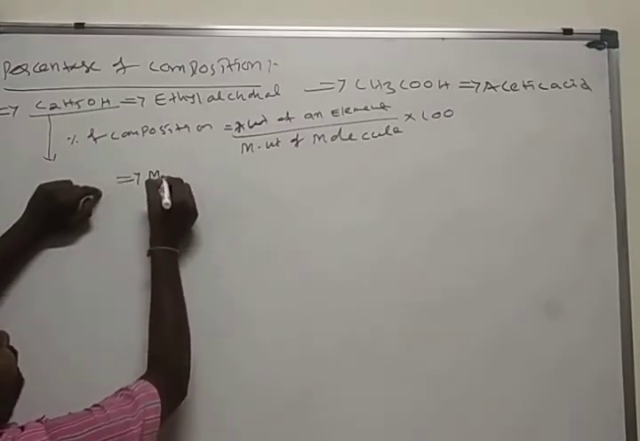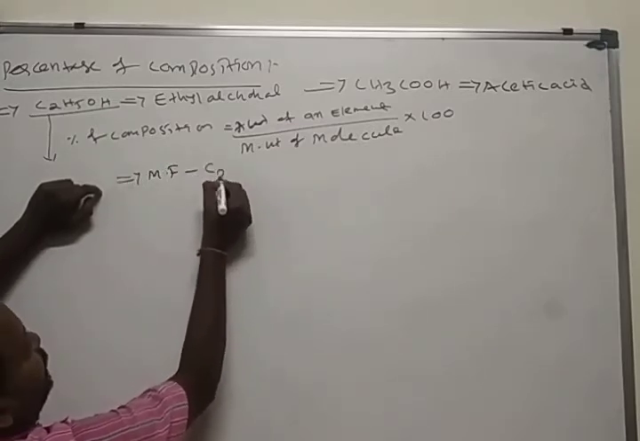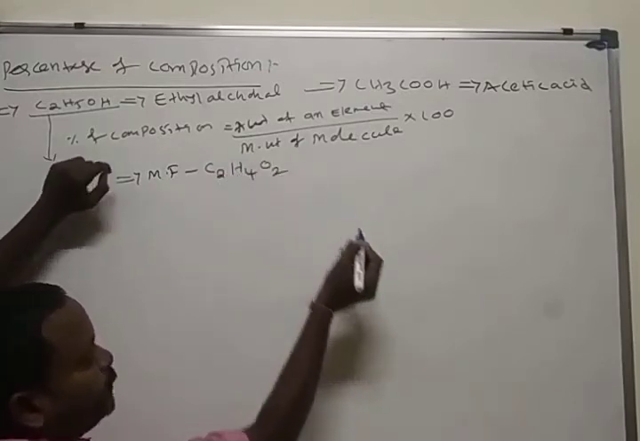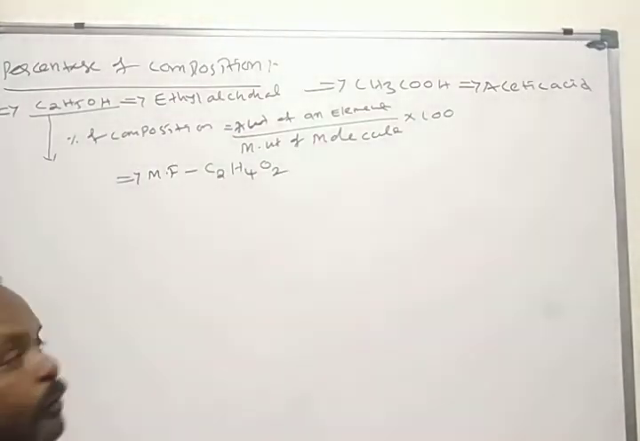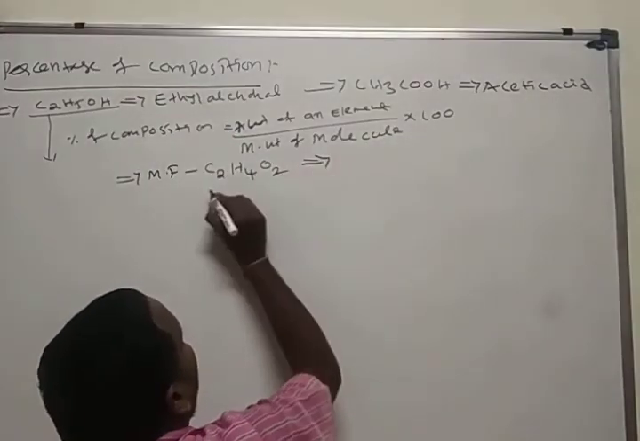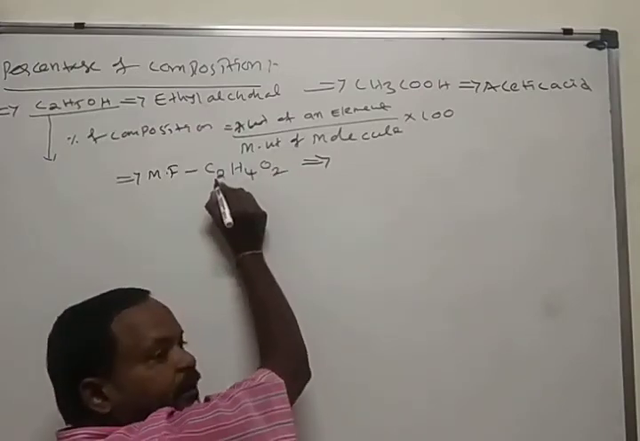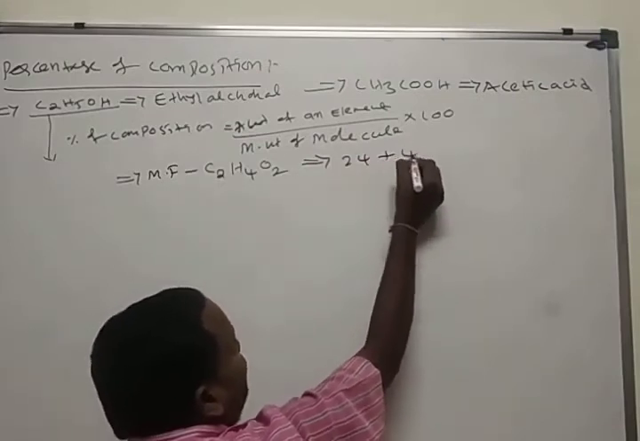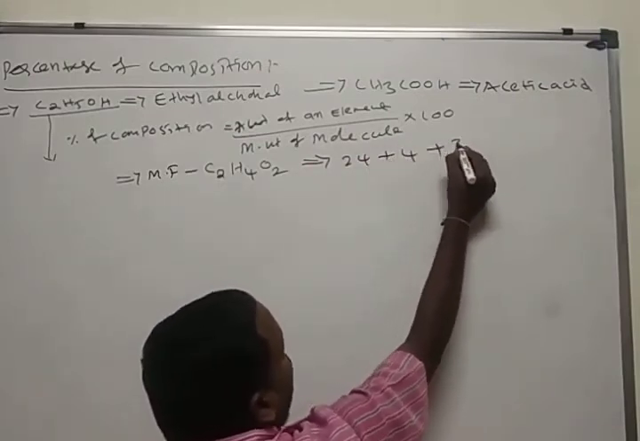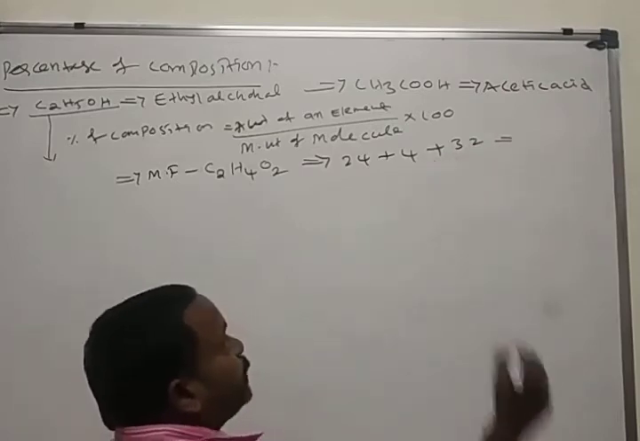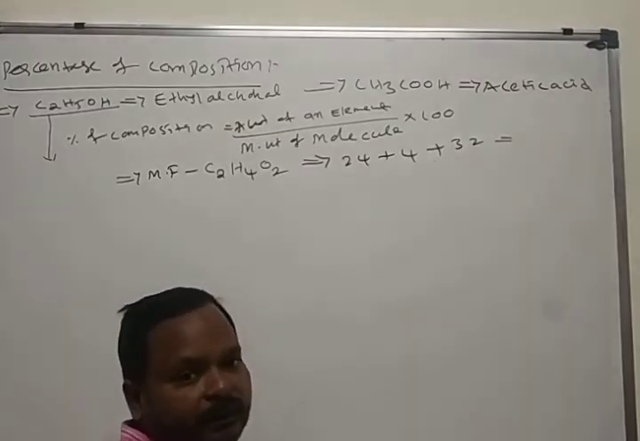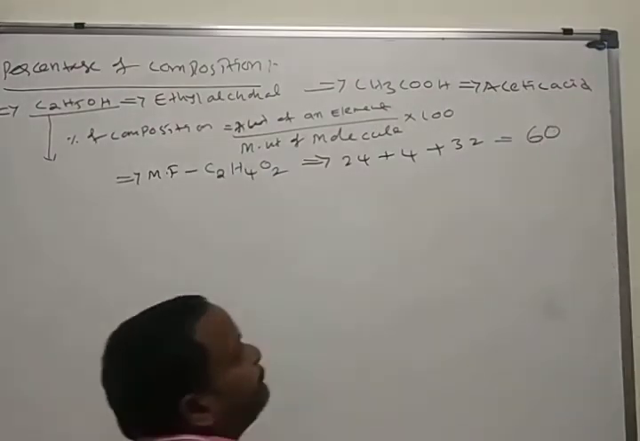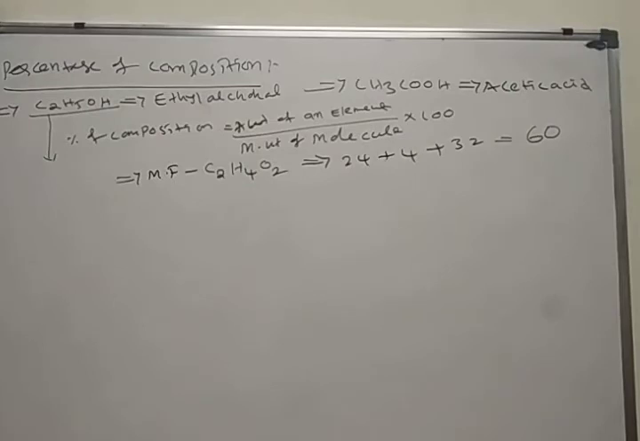Molecular formula of acetic acid. How many carbons are there? 2, C2. How many hydrogens are there? 4. How many oxygens are there? 2. C2H4O2. What is the molecular weight here? Carbon atomic weight 12, 12 into 2, 24, plus 4 hydrogens, plus 32. 32 plus 4 is 36, 36 plus 24 is 60. Molecular weight of acetic acid is 60.